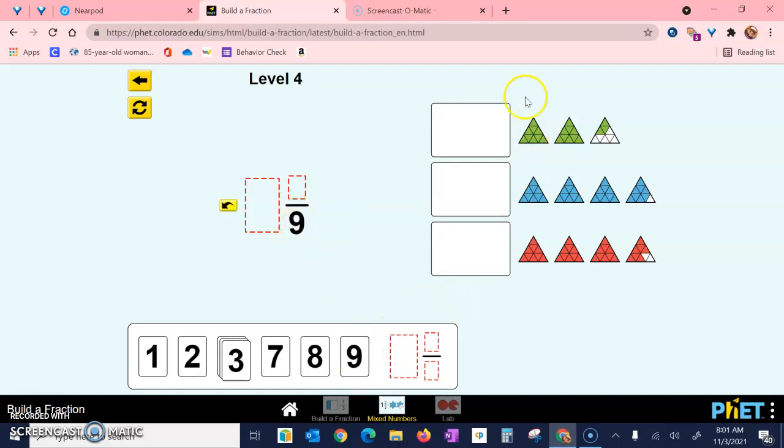So it doesn't matter how many pieces there are in all of the pies together. What we're looking at first is the denominator. How many pieces is it cut into? And you can see here we have 2 whole triangles that are filled. And then we have a piece of another triangle that's filled. So we have 3 out of 9 filled there.